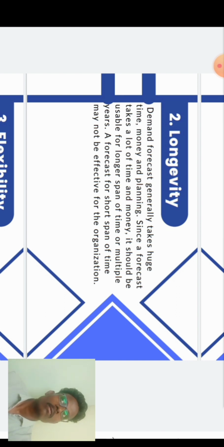It means that when we create a demand forecast, when we assume that the demand for our product is high in the next year or in this month, this prediction is for a longer time, not a short time, because we require a lot of money and a lot of time, so it is not useful to create a short-term demand forecast.